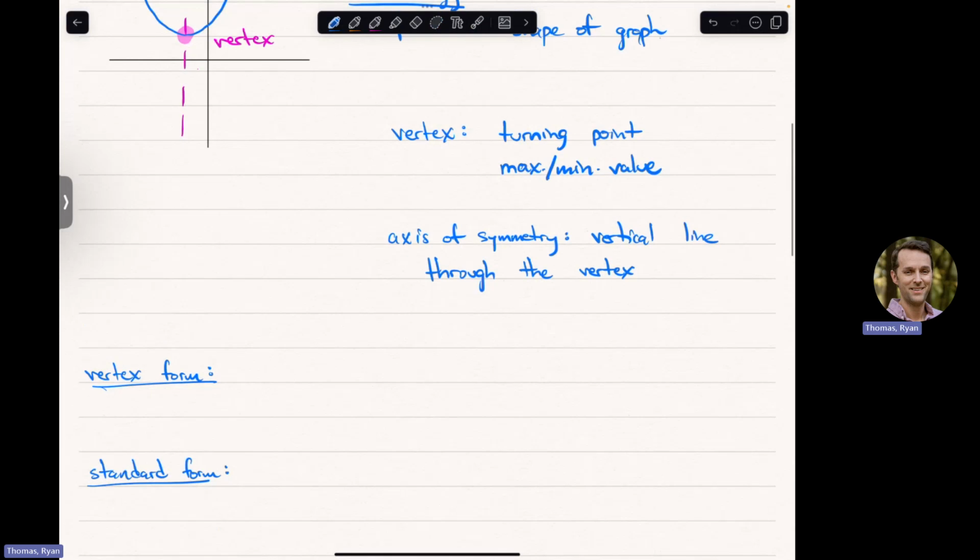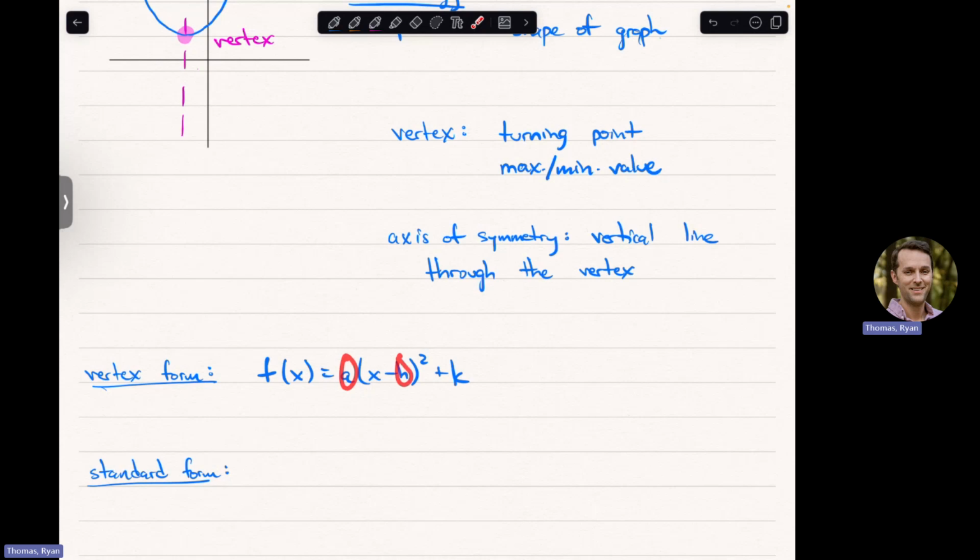Now there are two common forms that we can write these in. One is called the vertex form, which I'm going to write down, and then I'll tell you why we shouldn't be scared of this. That's how you write it using sort of generic symbols.